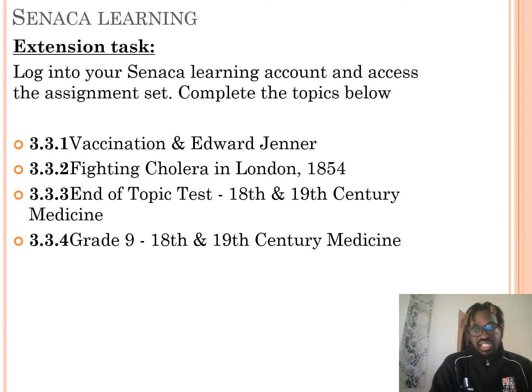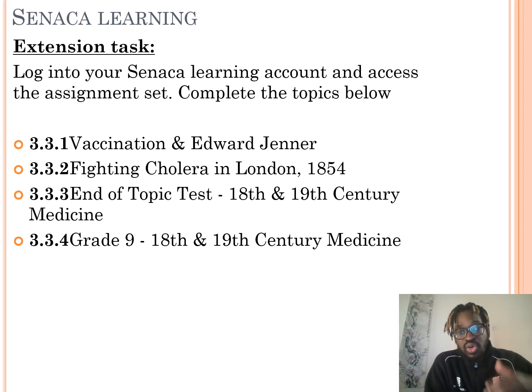And lastly, just as an extension task, this is an optional one, but I say it's optional, do it. I've just set it on Seneca, so log into your Seneca Learning account and I've set you an assignment on those four topics. So this will check how well you've understood the last few lessons and the 18th and 19th century in general. So 3.31, 3.32, 3.33 and 3.34, go and answer all of those and try and get 100% in as many of those topics as you can.